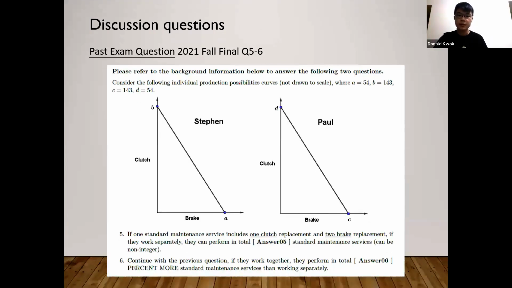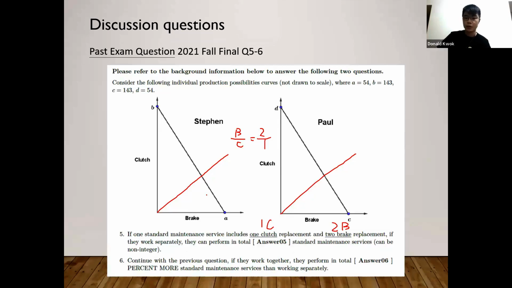Okay, so let me start explaining this problem. Question 5: one standard maintenance service includes 1 clutch replacement and 2 brake replacements. If they work separately, what would be the total number of standard maintenance services that they can produce? Actually, we have the individual PBC given here. If we plot the desired ratio of brake to clutch equals 2 over 1, then we just need to find the intersection between the desired ratio and the individual PBC to obtain the answer for question 5.